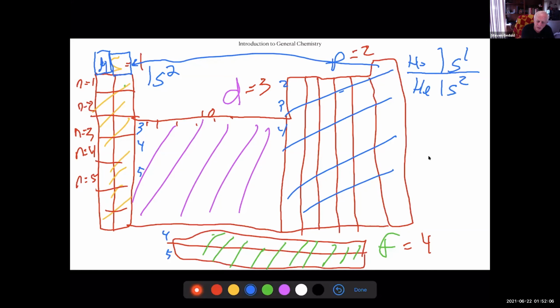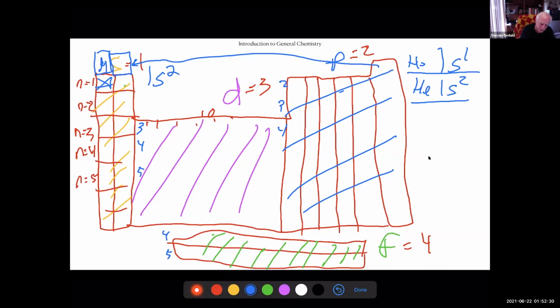So hydrogen is 1s1, helium is 1s2. It's in the first row, and there's 1 electron for hydrogen and 2 electrons for helium, and they're both 1s. Then we drop down to the next one. The next one going down is lithium. See where lithium is on your periodic table? Lithium's right here.